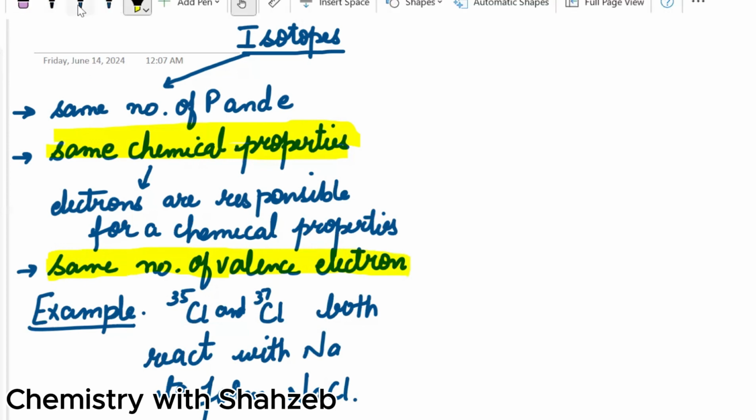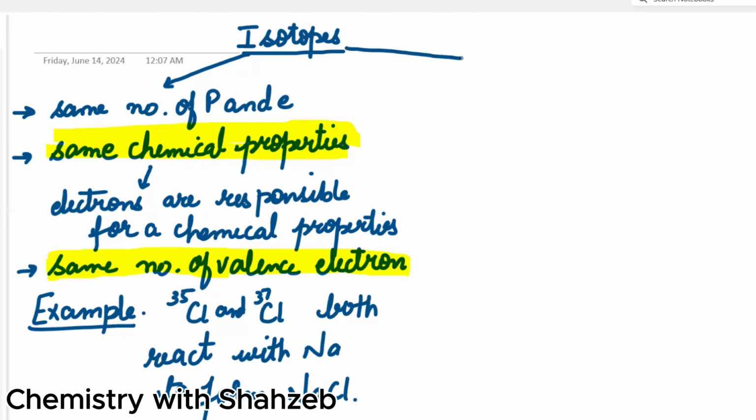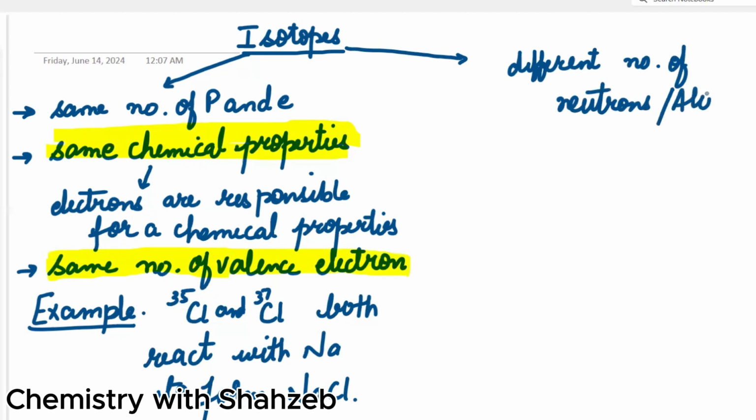Now, another important thing, that we know that isotopes have a different number of neutrons, or even you can say atomic mass. As we know, there is a hydrogen isotope like this, and there is another hydrogen isotope which is like this. So as you can see, they have the same atomic number but different mass number, because they have a different number of neutrons.